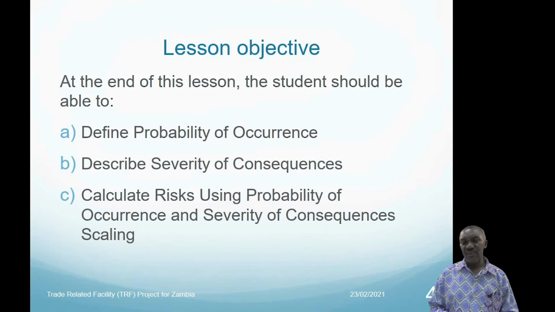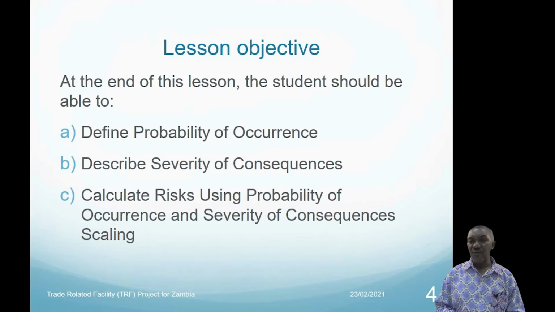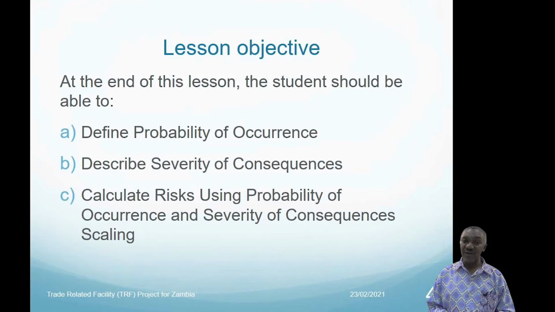So in this lesson, I would want you to be able to define probability of occurrence. At the end of this lesson, you should be able to define probability of occurrence, and also be able to define what the severity of the consequences is, and also then be able to calculate risk using the probability of occurrence and the severity of occurrence, both using the linear scale and also using the weighted scale.